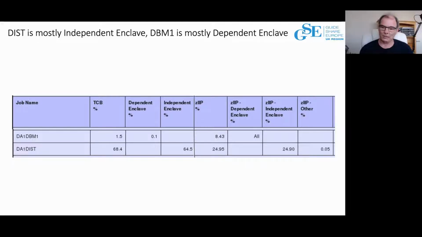And you can see the zIP work in the type 30 as well. And how much of that is an independent enclave? Well, basically almost all of the zIP eligible work for DDF work in the Dist address space will be in the independent enclave category. Not quite sure, by the way, why we've got a 0.05% discrepancy here. It's probably more a reporting thing than a reality.